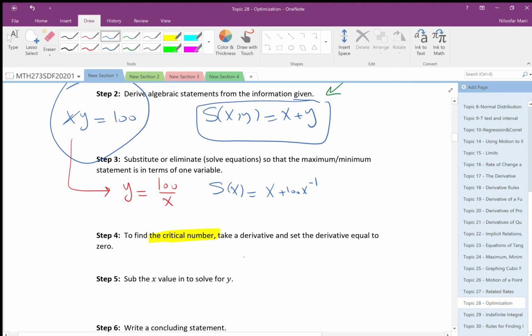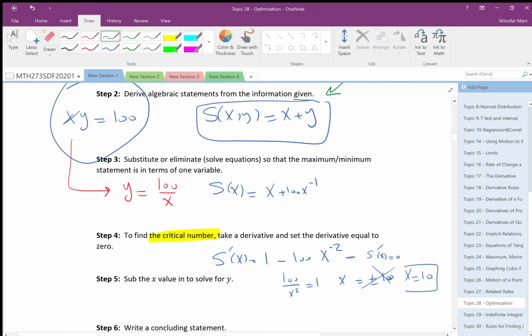So you find the first derivative, right? What is the first derivative? The first derivative is 1 minus 100 x to the power minus 2. Okay, I set the first derivative equal to 0. So 100 divided by x squared equals 1, and x squared equals 100, so x is plus or minus 10, but I cannot accept minus because I said positive. So x is just 10.